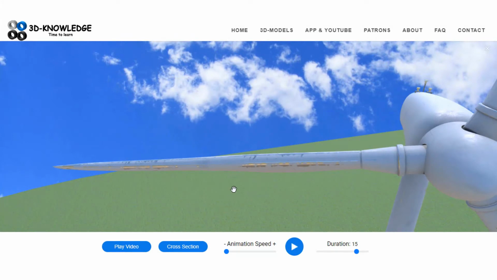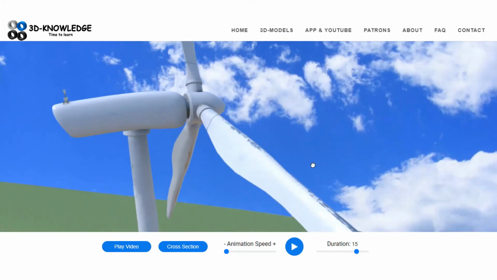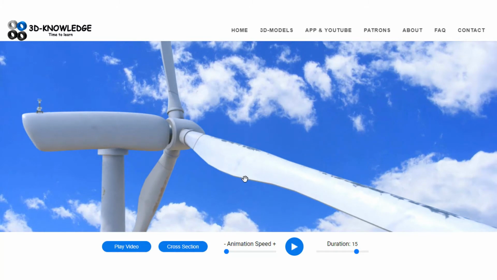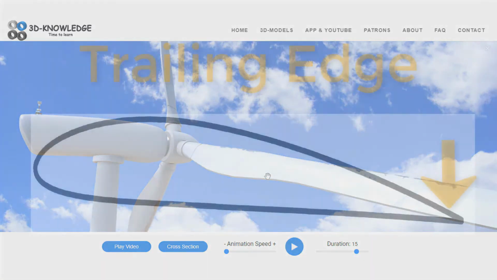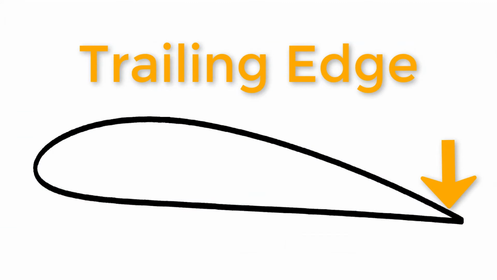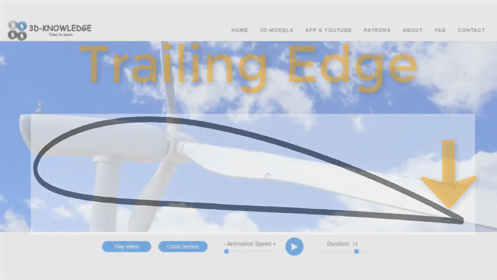The trailing edge, which is around the other side here, is actually quite sharp. We can see it here pointing downwards. And that is so that the wind can flow past the blade and leave the blade as quickly as possible and minimize the drag, which represents a power loss.